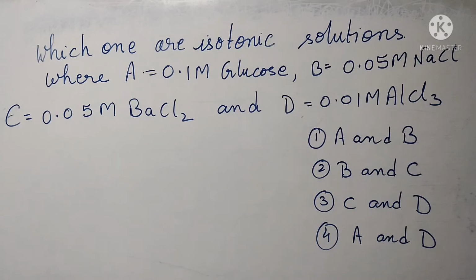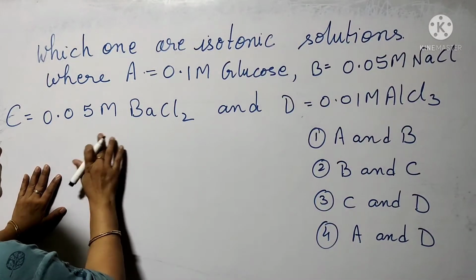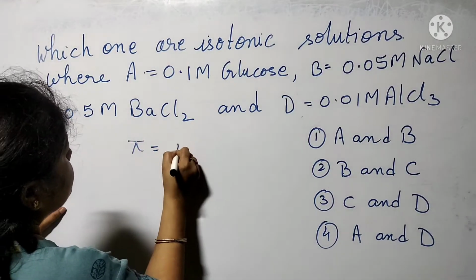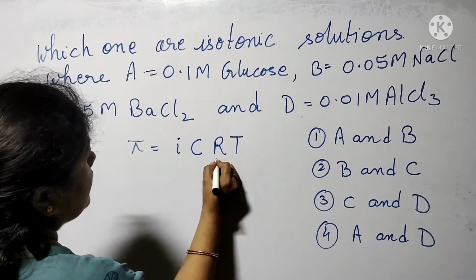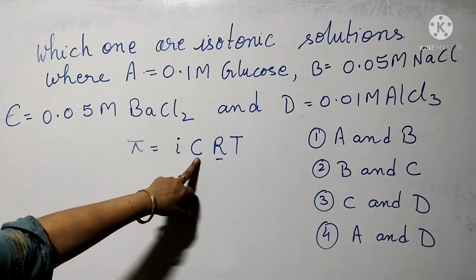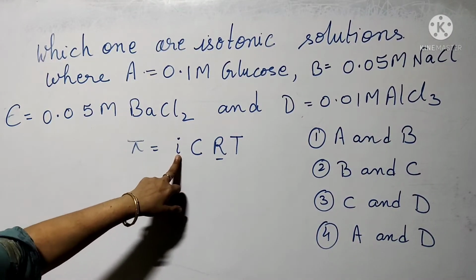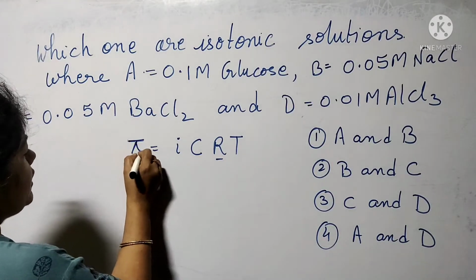How will we find which of them are isotonic solutions? Isotonic solutions have the same osmotic pressure. That means if we find the osmotic pressure for these, then we can easily find which group are the isotonic solutions. In order to find the osmotic pressure, we use the formula π = iCRT, where R is the gas constant, T is the temperature, C is the concentration and i is the Van't Hoff factor. This is the osmotic pressure.